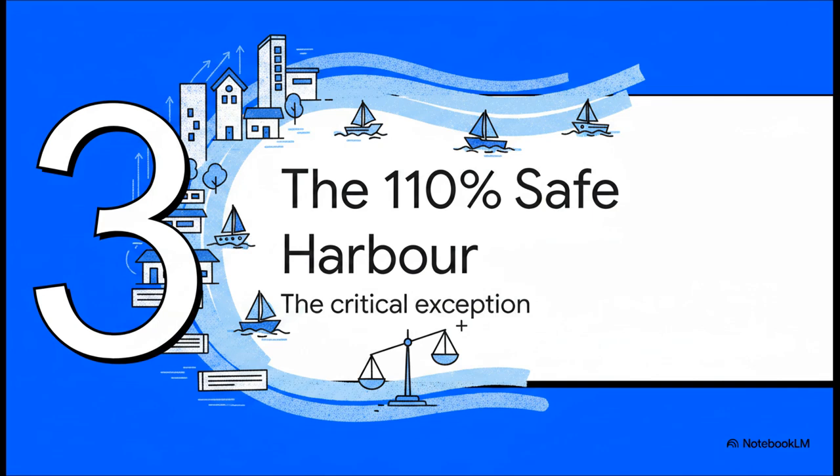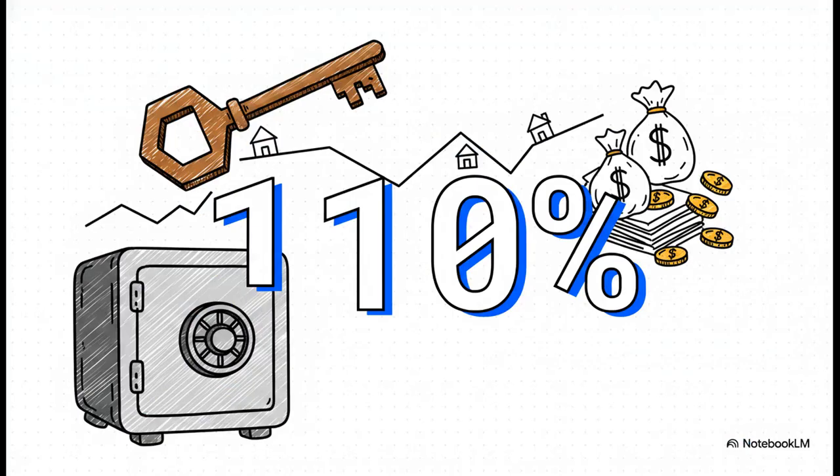But the law isn't a total sledgehammer. It does recognize that sometimes valuations can be a little bit off, right? So to account for small, genuine differences, it provides a very, very important buffer. We call it the safe harbor. And that buffer, that little bit of wiggle room, it all comes down to one magic number, 110%.